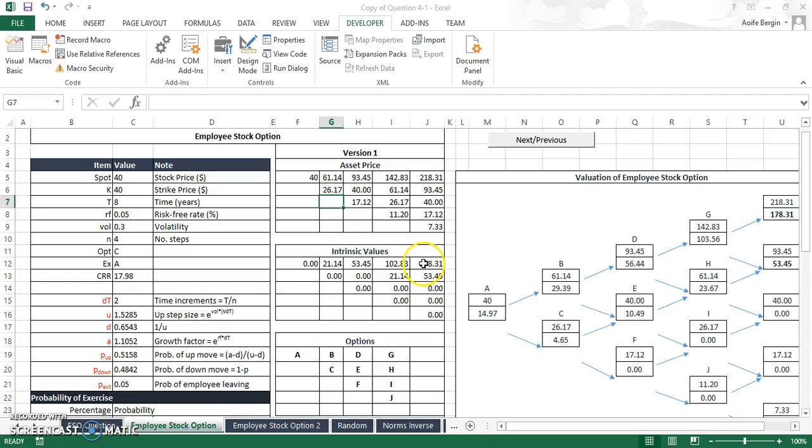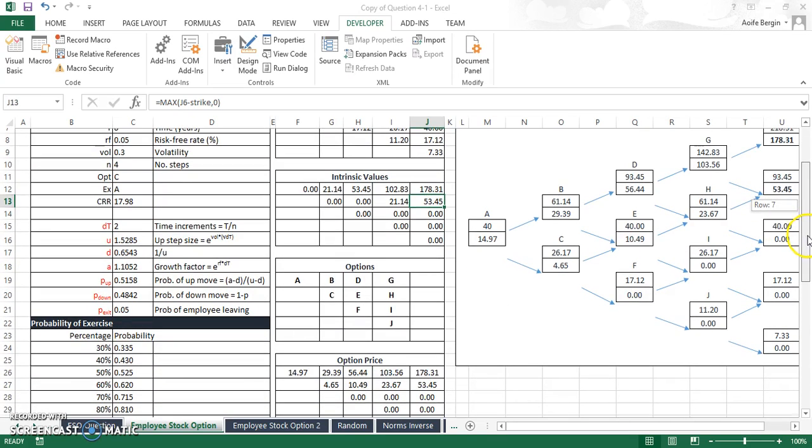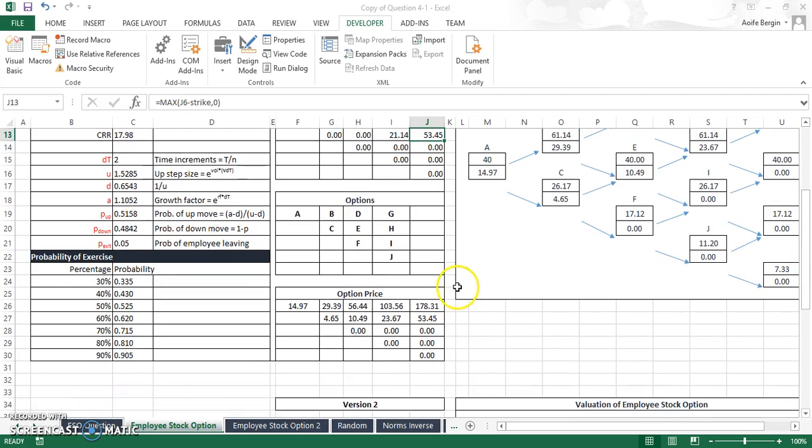And then for the intrinsic values, it's the same as a call, so you get the max, and then bracket the stock price minus the strike price. Max just means that we will get positive values. And we let the last column of the intrinsic values equal to the last column of the option price here to get the value of the option.